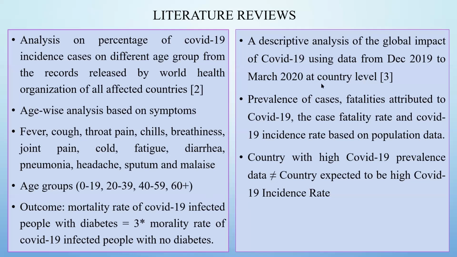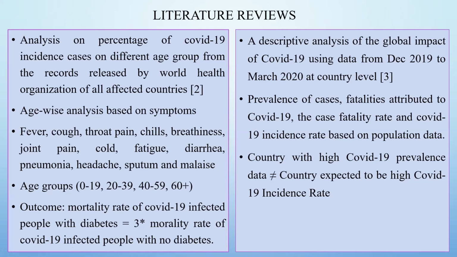According to the outcome, the mortality rate of COVID-19 infected people with the underlying disease diabetes is 3 times higher than the mortality rate of COVID-19 infected people with no diabetes. So it means that if you have the underlying disease diabetes, chances are you may suffer severe symptoms. And if the person is older than 60 years old, the patient's life may be at risk.